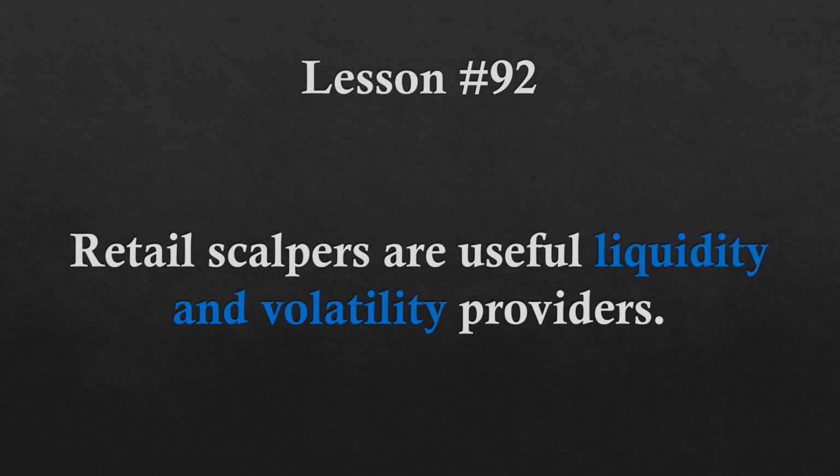Lesson number 92. Retail scalpers are useful liquidity and volatility providers. Scalpers who like to use a lot of leverage are very useful for other market participants that require liquidity and volatility. Large numbers of high leverage scalpers create a lot of liquidity because they keep throwing money in the markets to sustain a scalping vice, and leveraged positions inevitably create more volatility. Liquidity and volatility are precisely the two things that volatility traders and banks seek. These types of traders thrive on uncertainty, chaos, and turmoil.